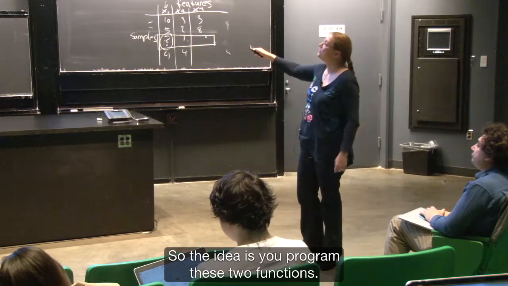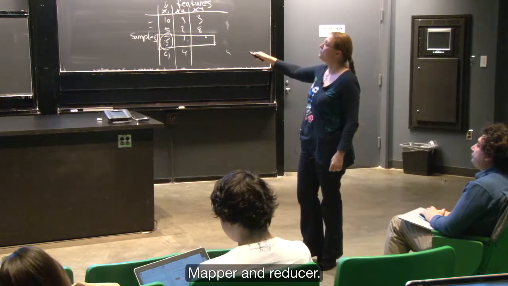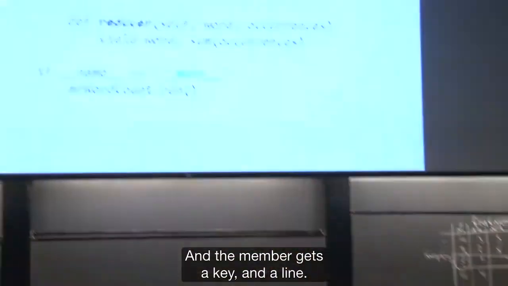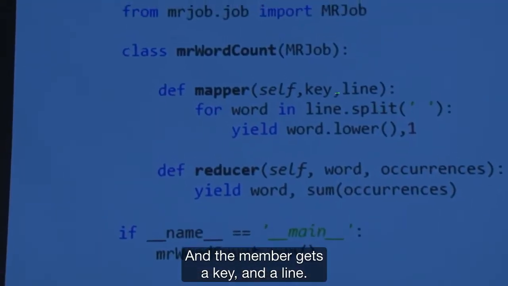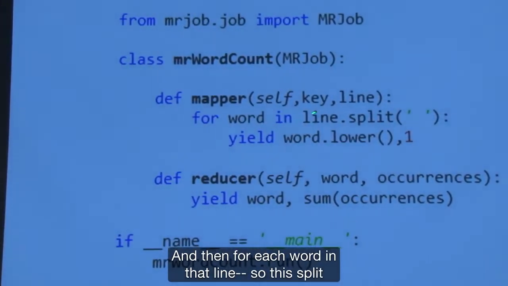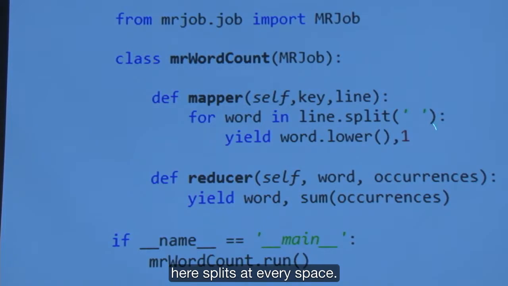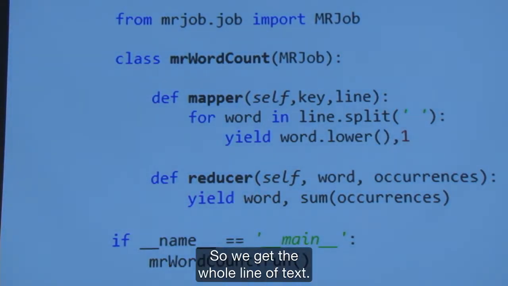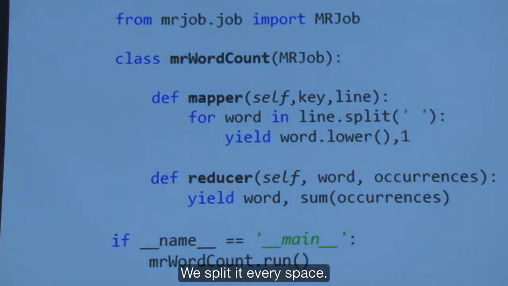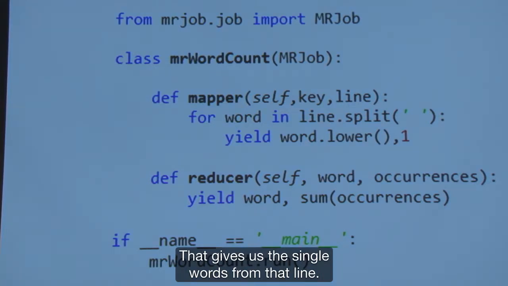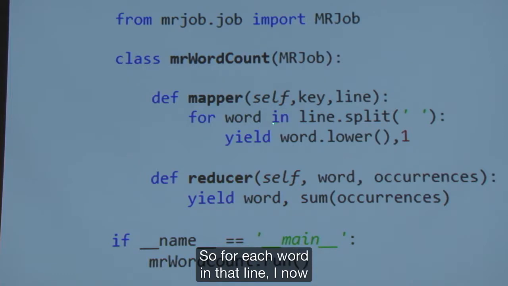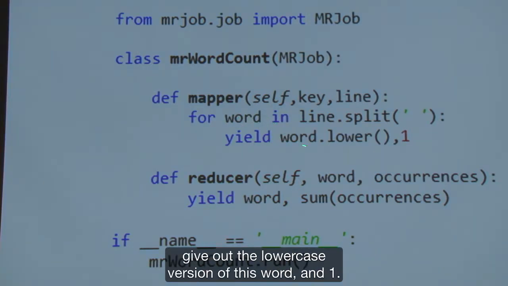So the idea is you program these two functions, mapper and reducer. And the mapper gets a key and a line. And then for each word in that line, so this split here splits at every space. So we get the whole line of text, we split it at every space. That gives us the single words from that line. So for each word in that line, I now give out the lowercase version of this word and a 1.